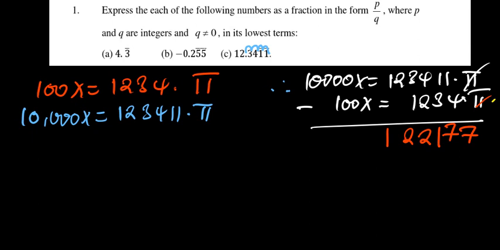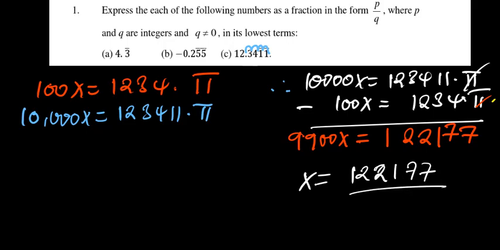So then we'll end up having 12.177. So here will be equal to 10,000 minus 100. It is 9,900. 9,900x. We divide both sides by 9,900. So x will be equal to 12.177 divided by 9,900. I do not think there is a number which can go into these two, but if there is any, then try to simplify so that it should be in its lowest term.